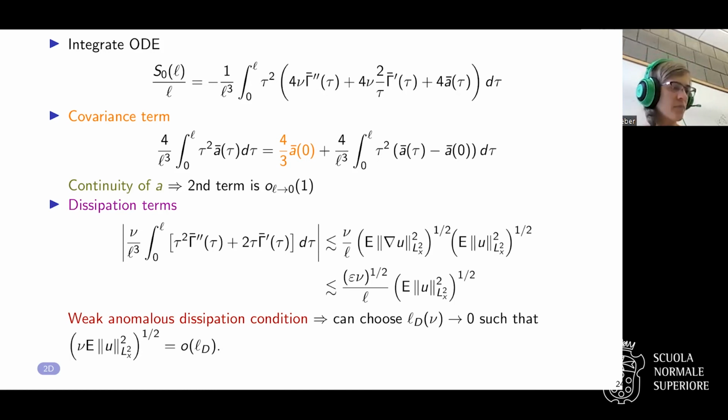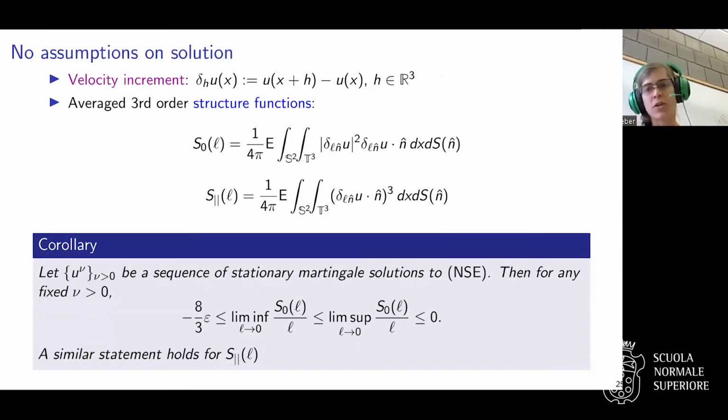And yeah, so if you don't assume anything on the solution, you can also derive this kind of inequality. So if you don't use the 4/5 law, which I don't know if it has any value, these average structure functions also satisfy in the limit that they're between -8/3 epsilon and 0. However, this doesn't tell you anything about regularity because these are not signed quantities, and you have this 0 here, and not like if you had something strictly less than 0, then maybe it would mean something.